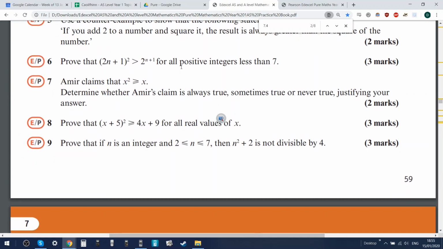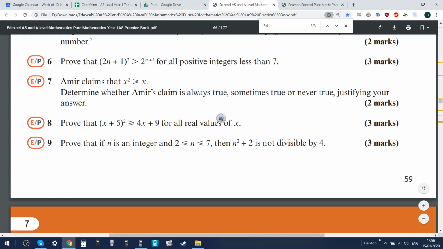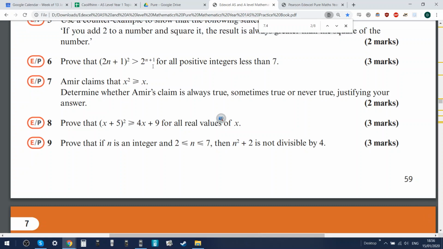How do you do question 6? Would you expand the left-hand side? No. Focus on the right half of the question. I'm not sure what to do with that. What are all the positive integers less than 7? 6, 5, 4, 3, 2, 1. Yep. So just sub each of those in and show that it's true. So I would just do 2 times 1 plus 1 and show that that's greater than 2 to the power of 1 plus 1. And then you sub in 2. Yeah, and you just use your calculator. So that's proof by exhaustion.